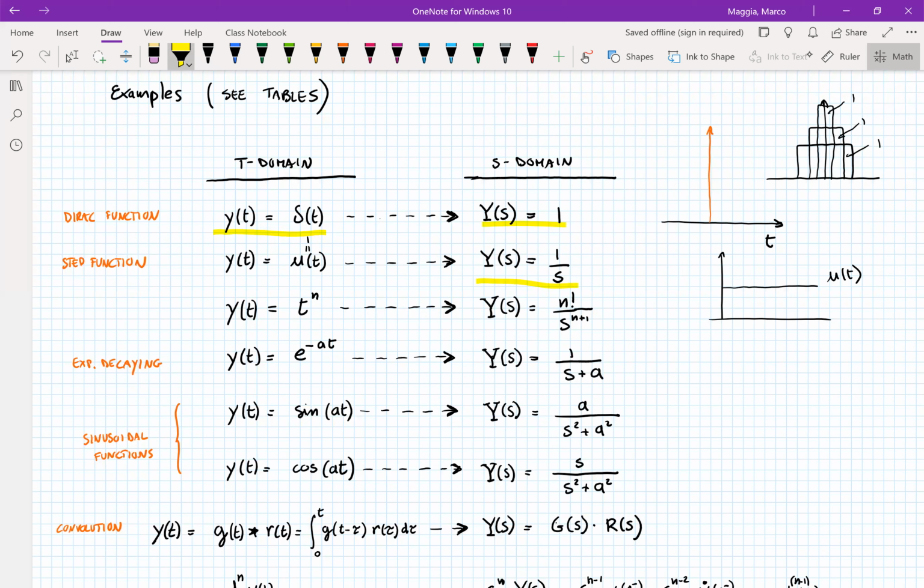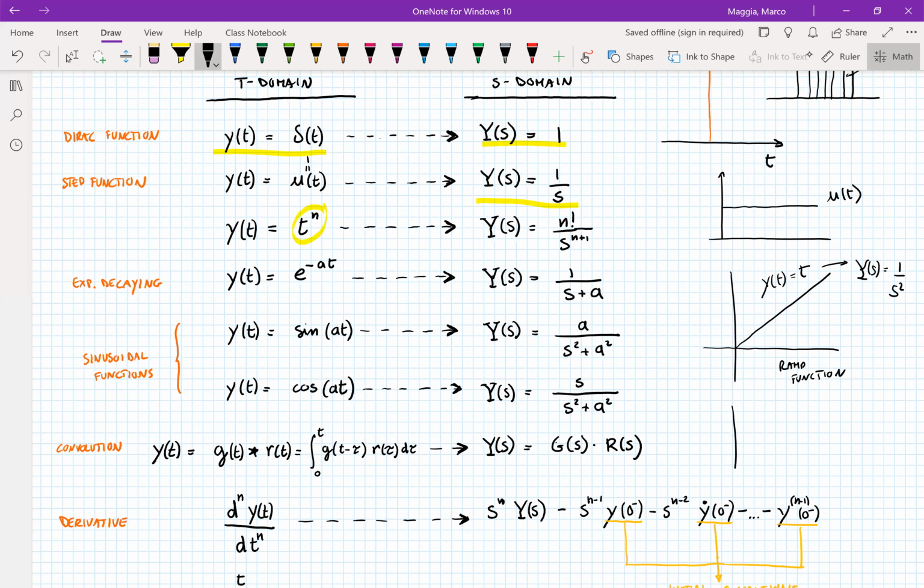Now, what if we had t to the power of n? Well, then that is transformed into n factorial divided by s to the power of n plus 1. For instance, if we had a linear function that grows with time, that is called a ramp function. Pretty self-explanatory. Well, in this case, we have y of t equals t. Let's say that the slope is 1. Then in the S domain, this becomes 1 over s squared.